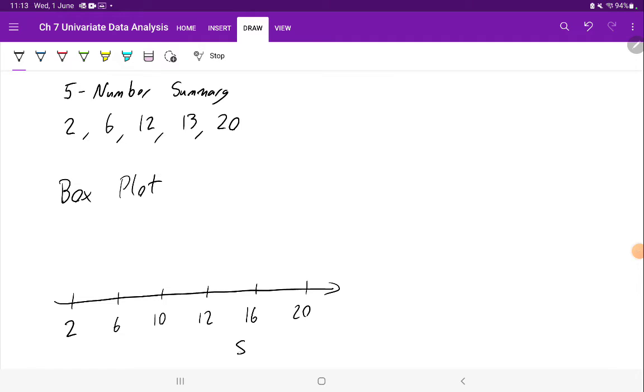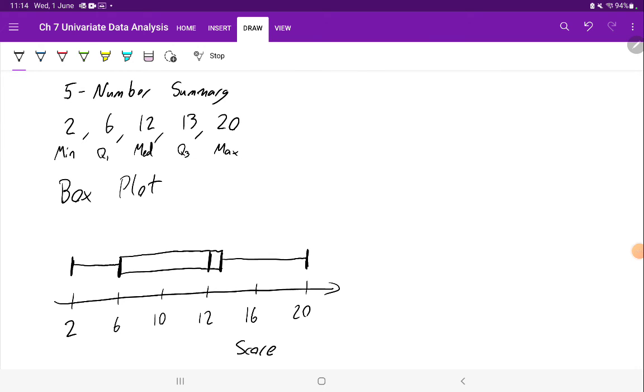Now I'm just going to put score because I don't really know what these numbers are representing. 2 for the first one, 6 for the second one, 12 for the next one. Now 13 is an interesting one. This would be 14 because it's halfway between 12 and 16. So 13 should be a little bit closer. And then 20 should be up here. We take the 3 middle lines and we turn that into a box, and then we create a whisker on either side. And there is our 5-number summary based on our min, our Q1, our median, our Q3, and our max.